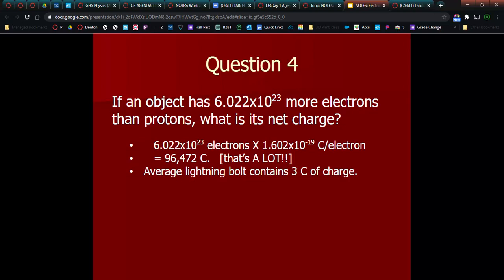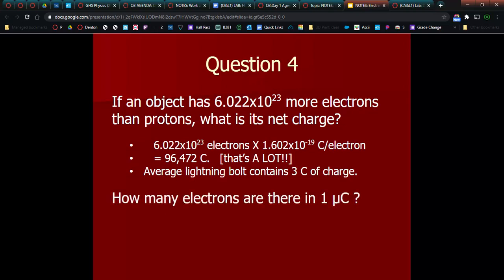I guess I misspoke. A lightning bolt is only 3 coulombs. That's why I write things down. So that's a lot of electrons, right? That's a dangerous amount of electrons.